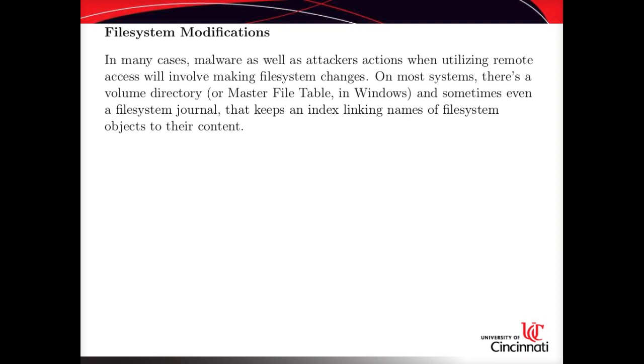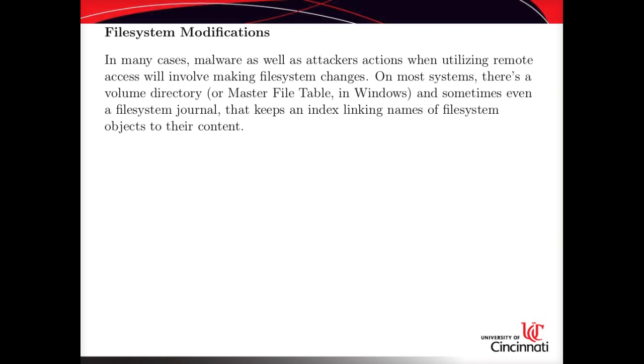Great. So file system modifications, we'll start with that. That was the top bullet from this list. Most of the time when they're trying to utilize remote access, it's going to involve making file system changes. Most systems have a volume directory. In Windows, if you're using NTFS, that's very often the master file table. If you're using the FAT file system, there's a top-level directory called the file allocation table, which is how the FAT file system gets its name. It's basically a hierarchy of a series of those.